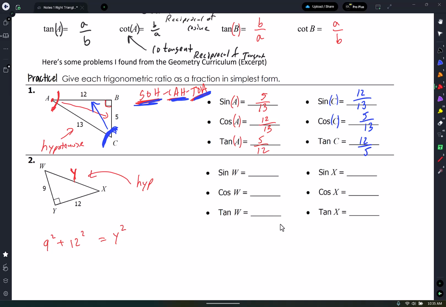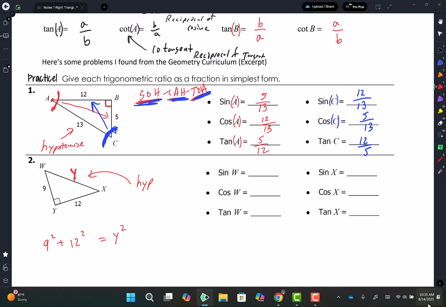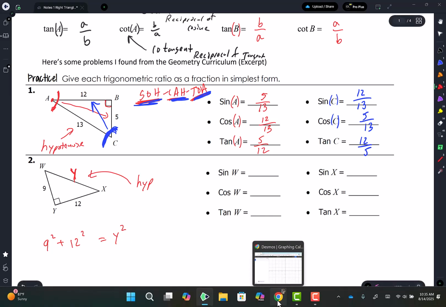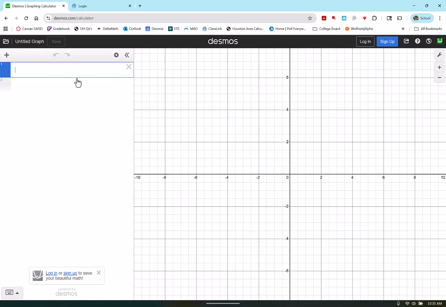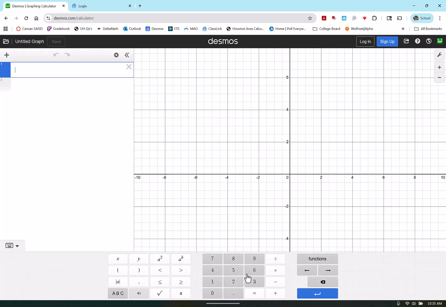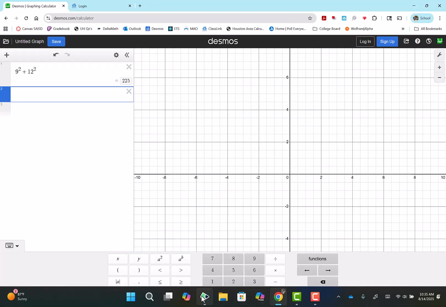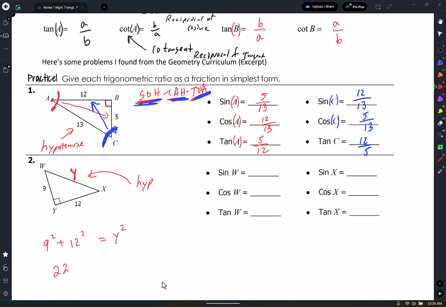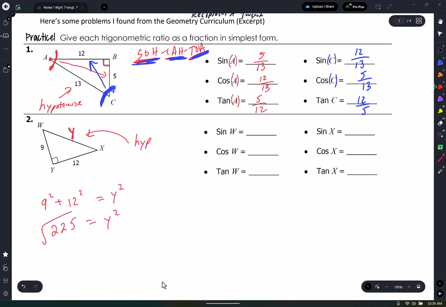Here we go. I'm going to do 9 squared plus 12 squared in my calculator. I have a calculator right here on Desmos, so you don't need a physical one. I'm just going to type in 9 squared plus 12 squared, and I got 225. So I'm going to write 225 equals y squared. But I don't want y squared, I just want y. So what do I have to do to get y by itself? Square root. So I'm going to take the square root.